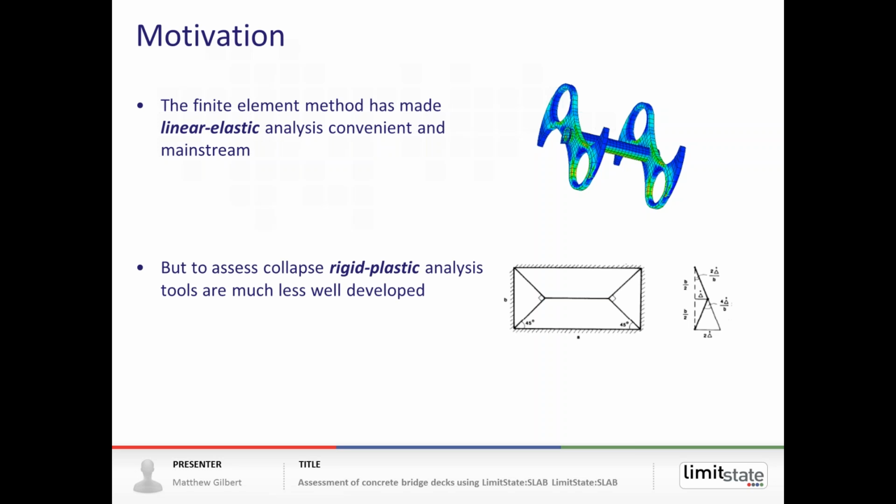The same can't be said for rigid plastic analysis. So for quickly and easily analyzing the ultimate limit state, the collapse state, we don't currently have flexible and mainstream tools. Instead, we're still very often reliant on the hand-type methods which were developed in the mid-20th century. So here we can see a mechanism for a slab, and it is limited to quite simple geometries and quite simple scenarios.